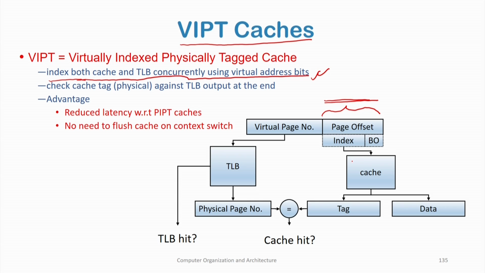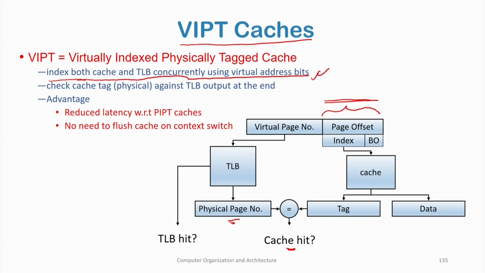It is virtually indexed because I use the virtual address to index the cache. Now, in parallel, while I am indexing the cache, I take the virtual page number, go into the TLB and get the physical page number. If there is a page hit, I get the physical page number immediately, otherwise I need to go to the main memory. But if there is a page hit, I can match it with the tag available here and understand if there is a cache hit. So, essentially there is no latency involved.